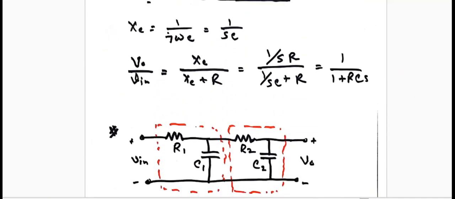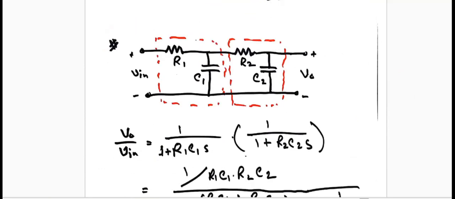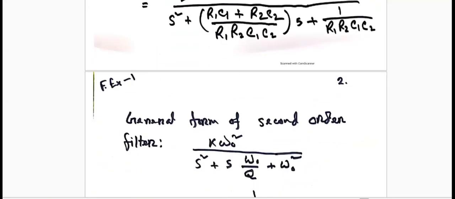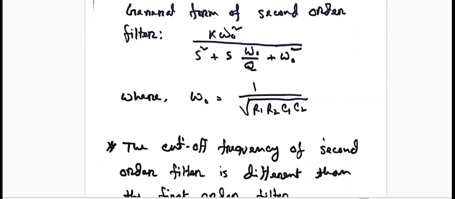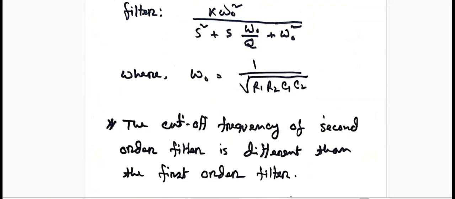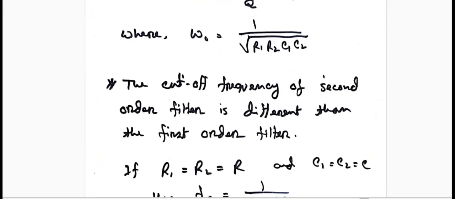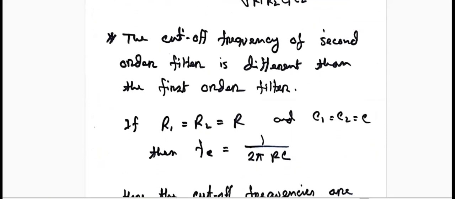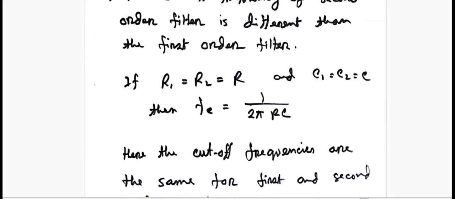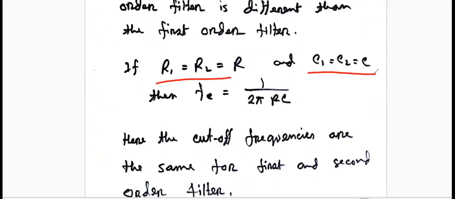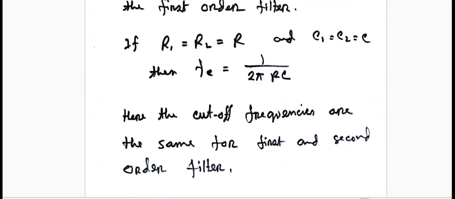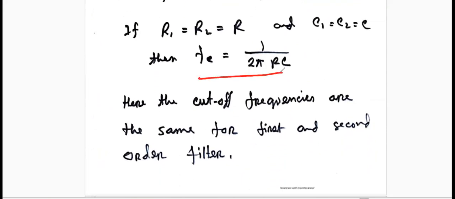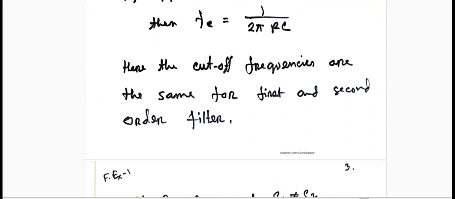The cutoff point for the first one definitely differs from the cutoff frequency of the second one. This is one problem. Whenever you are changing the order of the filter, the cutoff frequency will change with a conventional design. If the resistors are equal and the capacitors are equal, in that case, what will be the cutoff frequency? Okay, this is the cutoff frequency. Here the cutoff frequency is the same for the first and the second order filter.